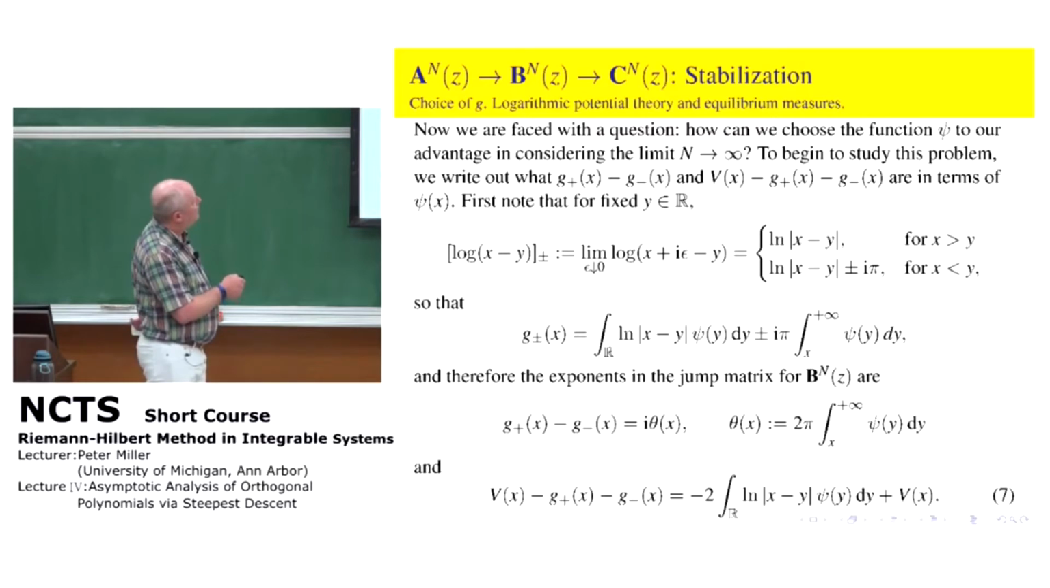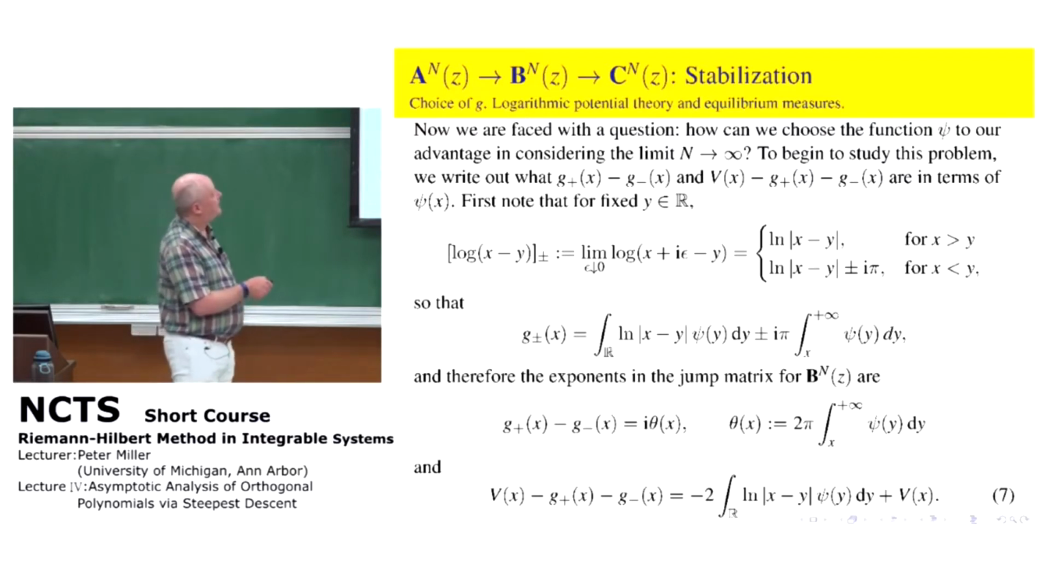So if you fix a y value and you let x go to the real line from above and below, like this, then you either get the log of the absolute value if x is bigger than y, or the same thing but with a plus or minus i pi if x is less than y, right? That's a simple thing to calculate. And so that means that the boundary values g plus or minus of x can be explicitly expressed in terms of this function psi in this way. And so that means that the exponents that are showing up in the jump matrix, well, one of them is g plus minus g minus, and that one we might write as i times a function theta of x, which is exactly just 2 pi times the integral from x to infinity of psi.